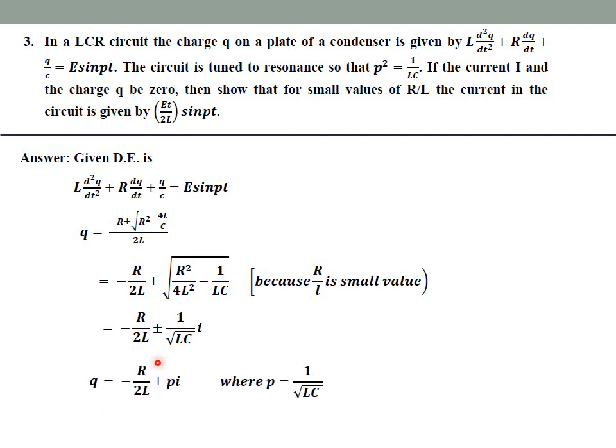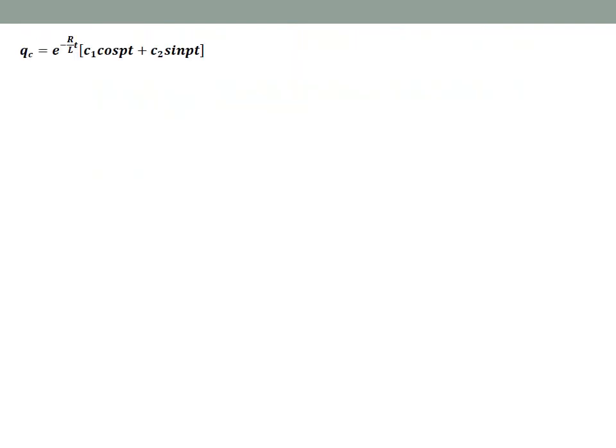And one more simplification I have done here, I am sorry. They have given me the resonance, p square is equal to 1 by LC, or p is equal to root of 1 by LC. So 1 by root of 1 by LC will give me nothing but p. Am I right? This entire term I have written as p. So this is my value of q. So QC is equal to e power minus r by 2L t into C1 cos pt plus C2 sin pt.